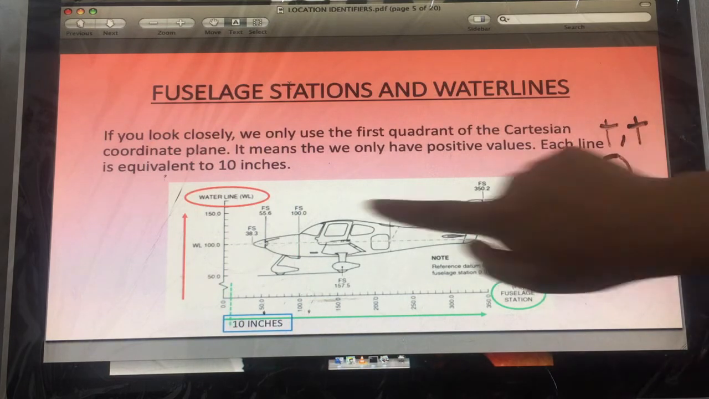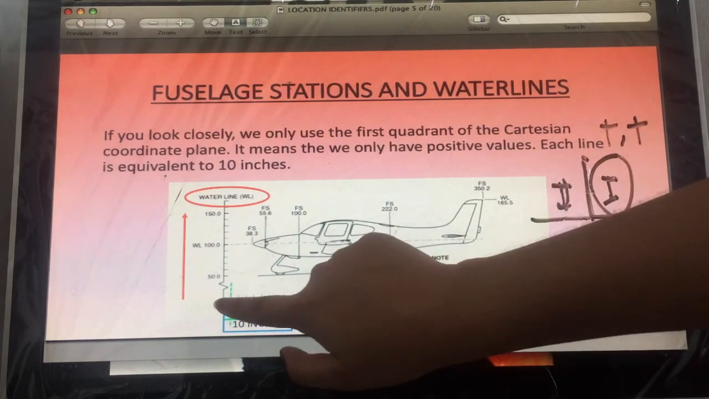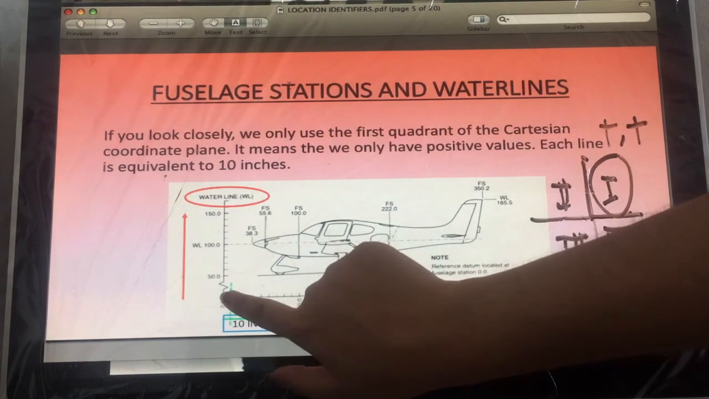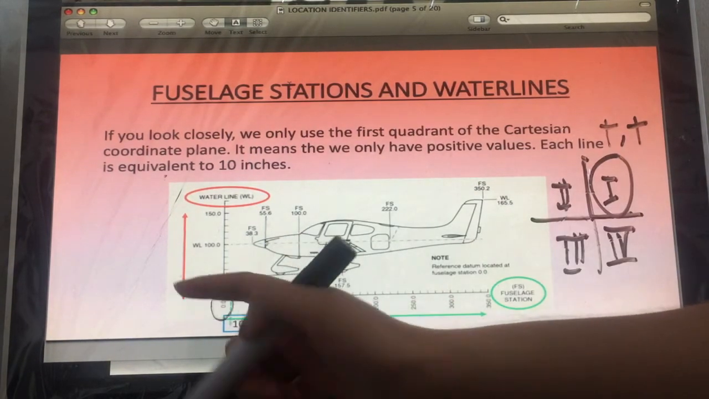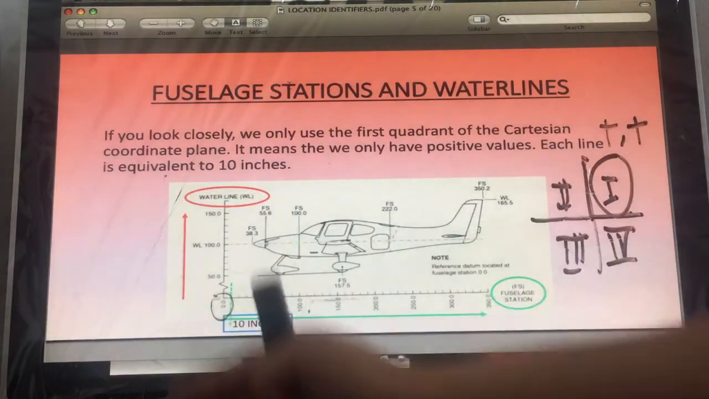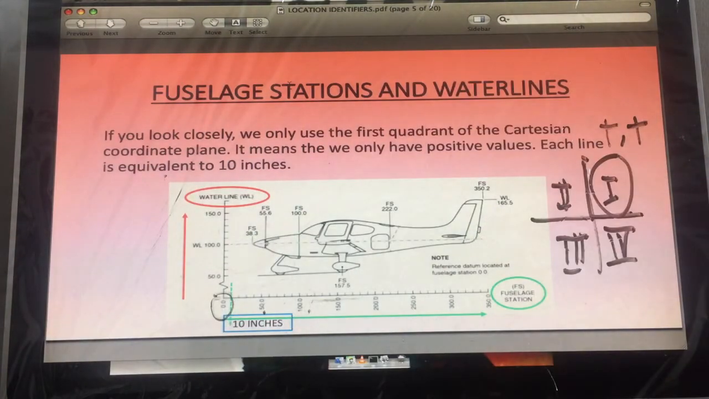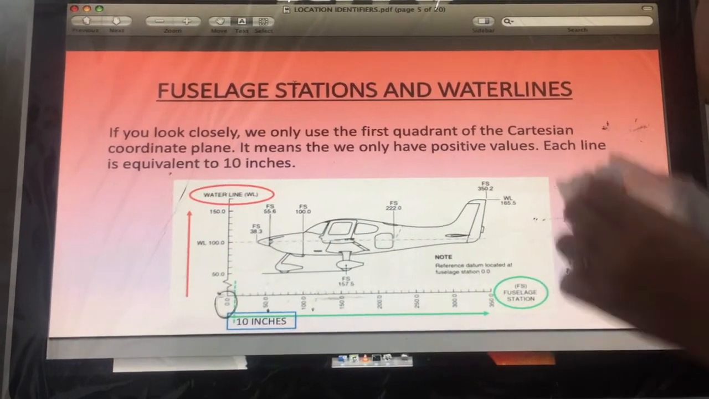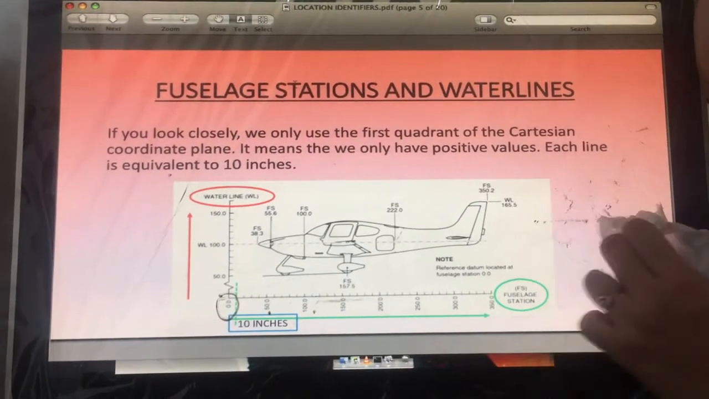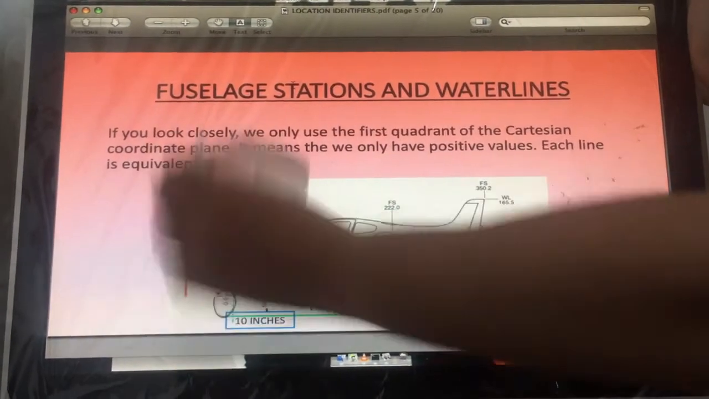The values are positive only because this is 0, 0. This is your origin. We have no values to the left and downward, so the values that we have are only positive. So, how do we read using fuselage stations?